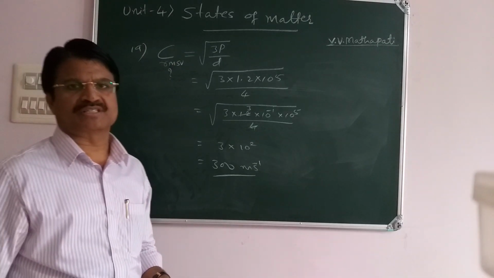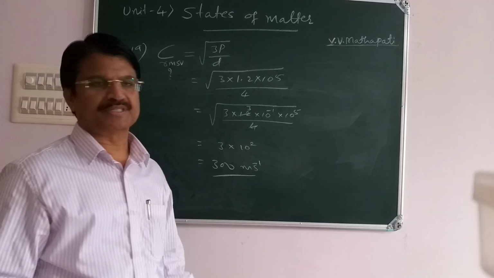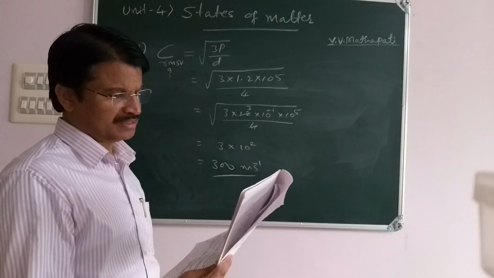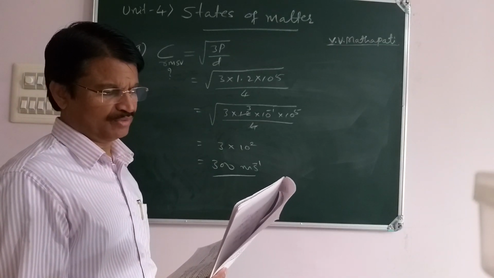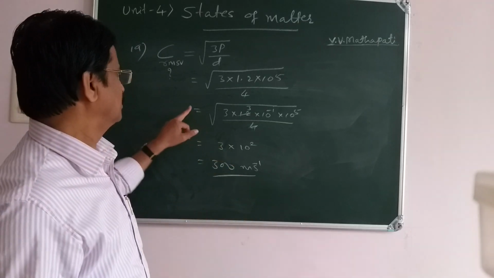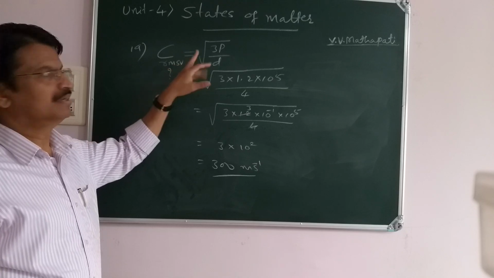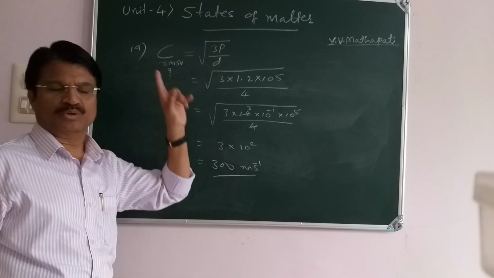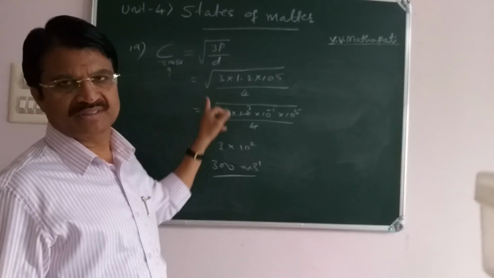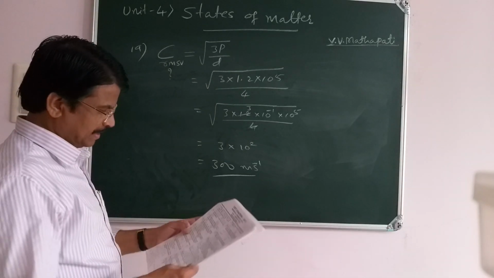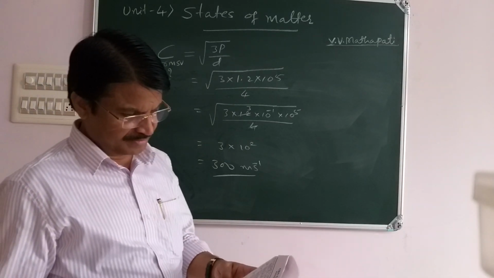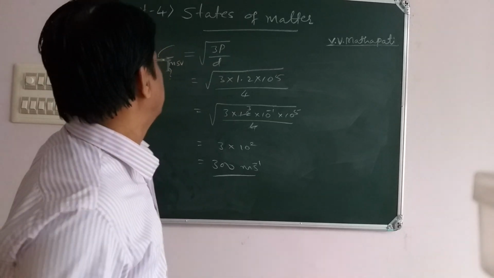Correct answer: first option is 300 meter per second, second 900, third 120, fourth 600. So it matches with option 1. And the important method is the RMS formula in terms of pressure and density, root 3P by d, square root of 3P by d. Okay. Then now question number 20.